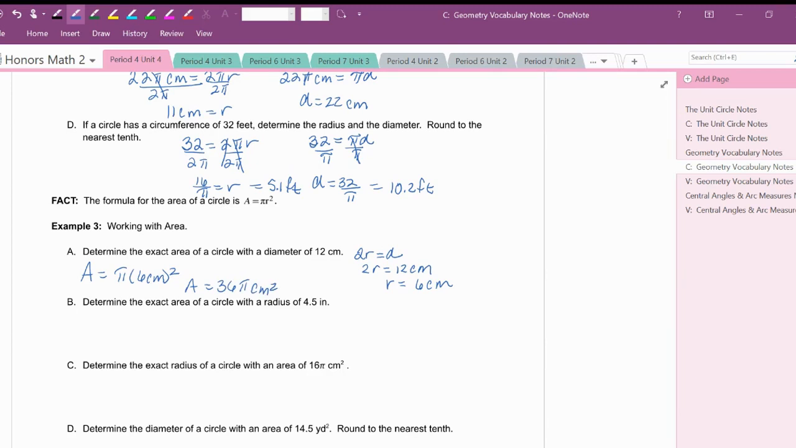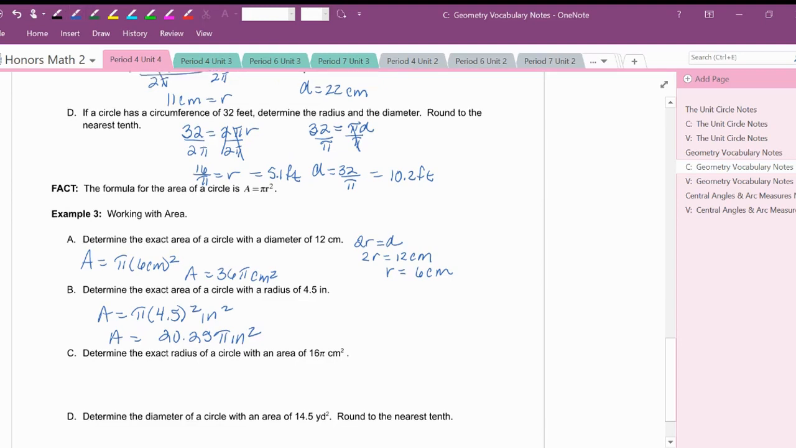Determine the exact area of a circle with a radius of 4.5 inches. So area is pi r squared. And this would be 20.25 pi inches squared.